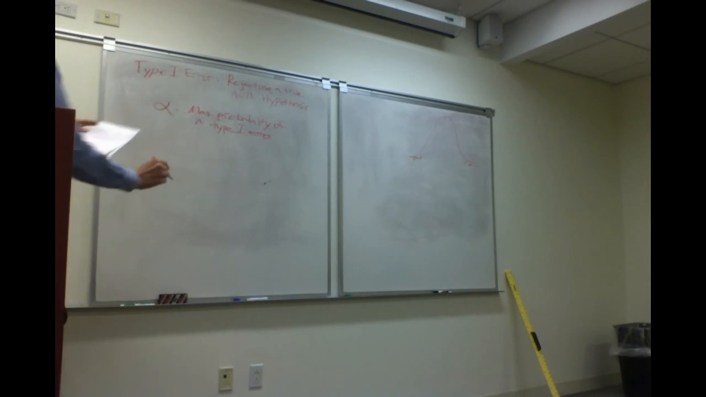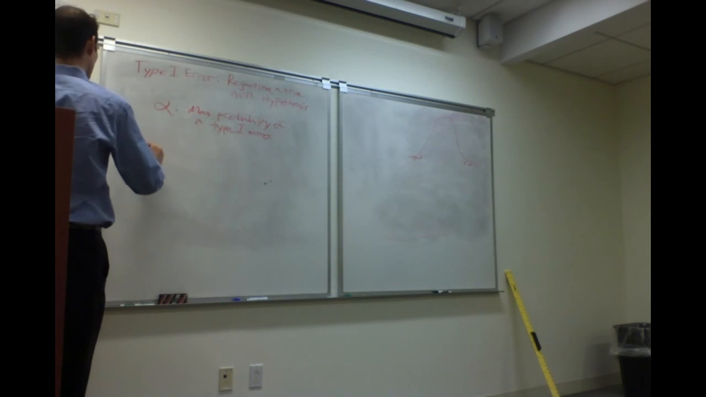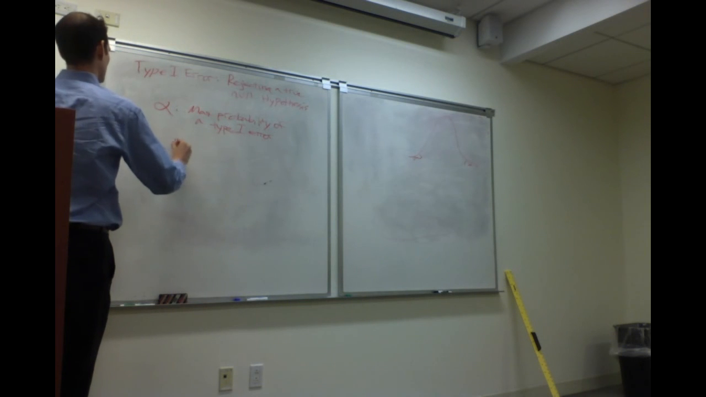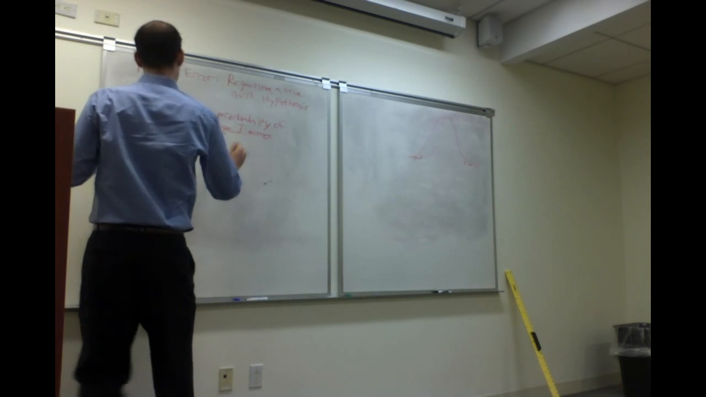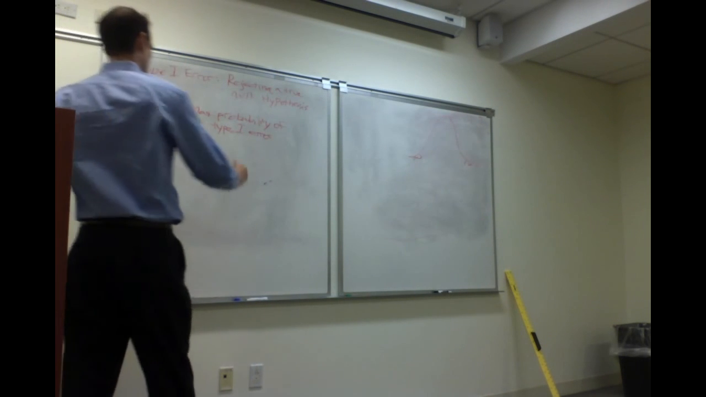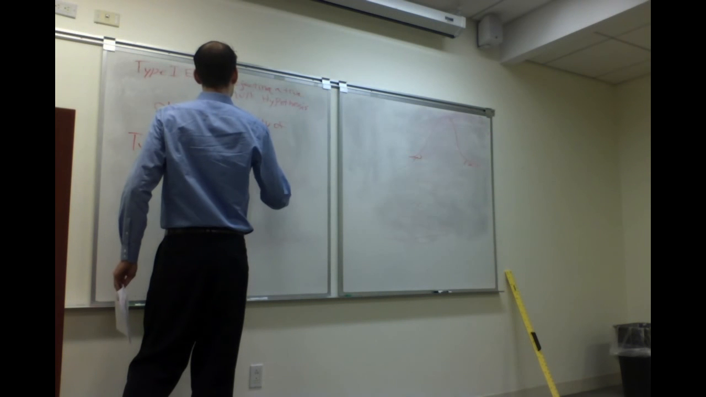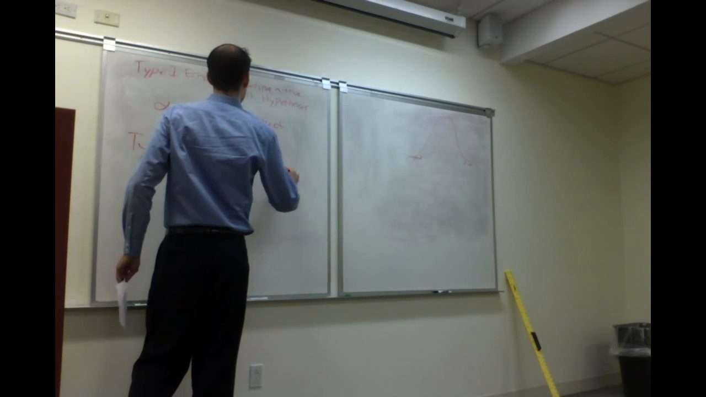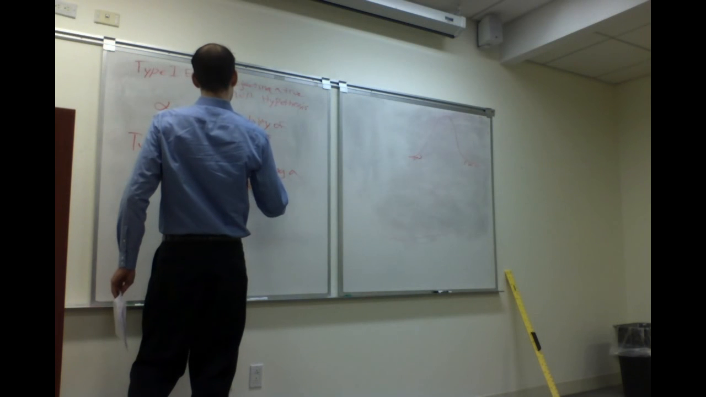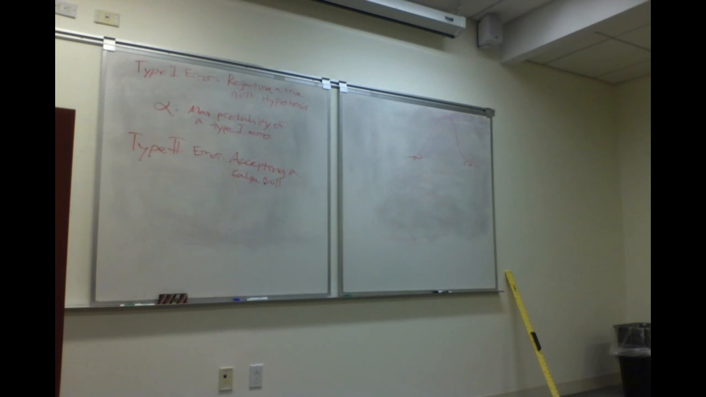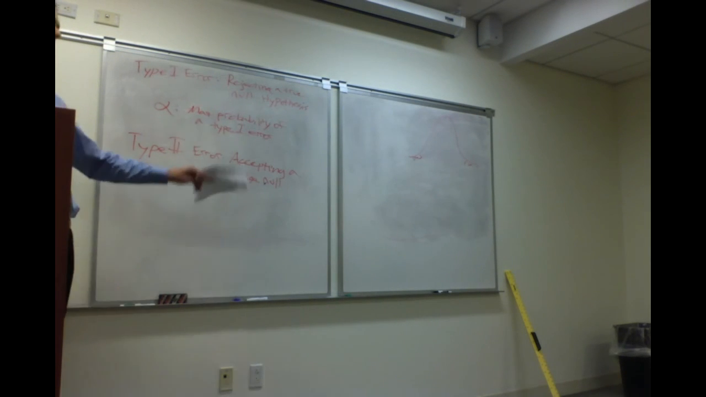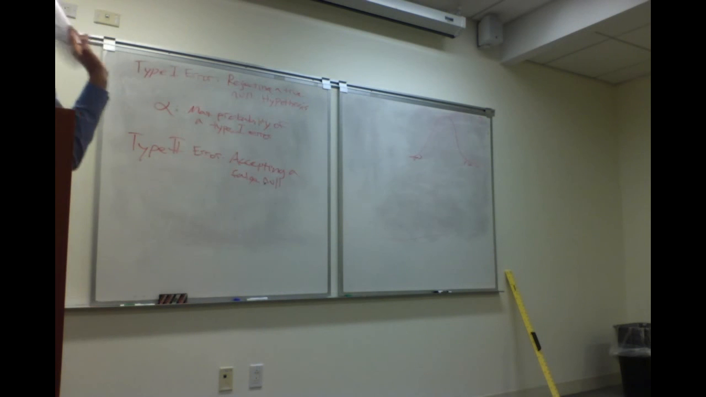Type 2 error is accepting a false null. So, in this case, we don't have overwhelming evidence to disprove the null. So we fail to reject it.